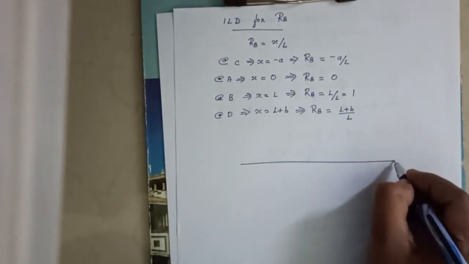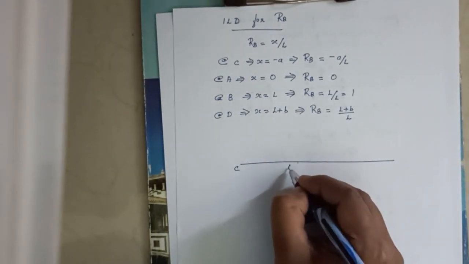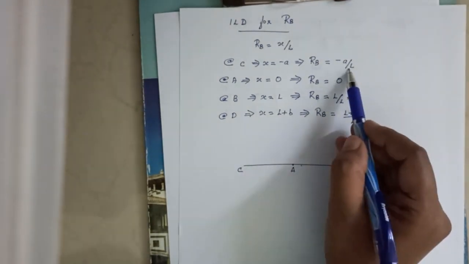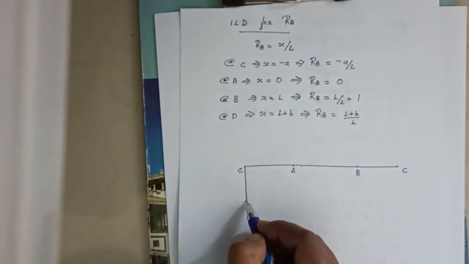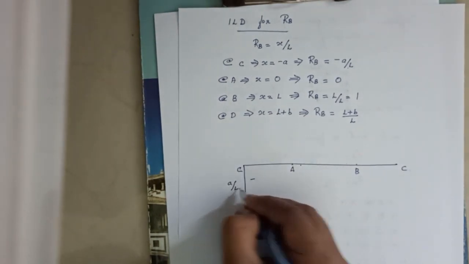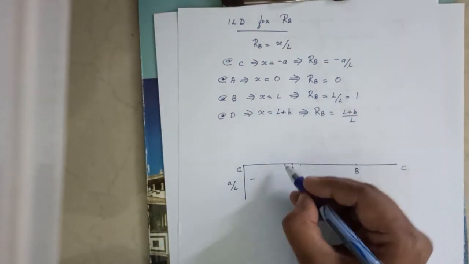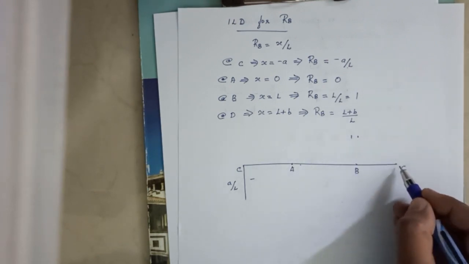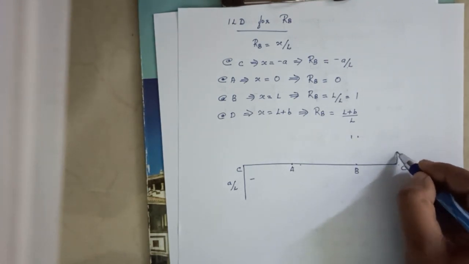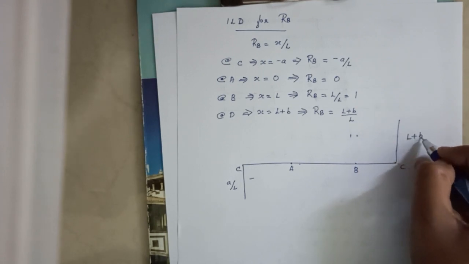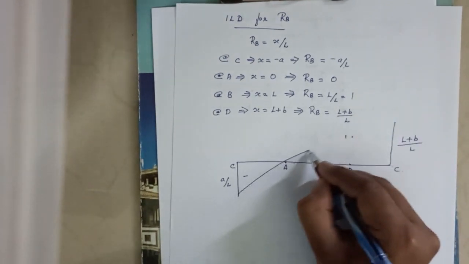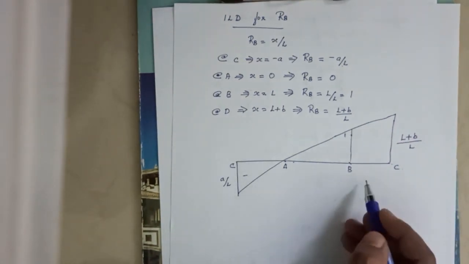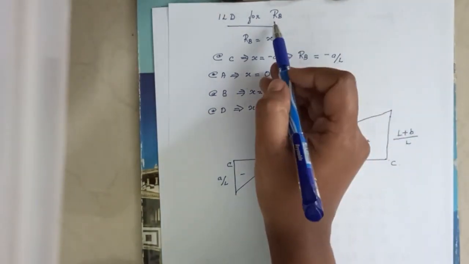Therefore, the influence line diagram will be, at C it is minus a by L. Minus means downward, that is a by L. At A it is equal to 0. At B it is equal to 1. At D it is equal to L plus b by L. This is the influence line diagram for reaction at B.